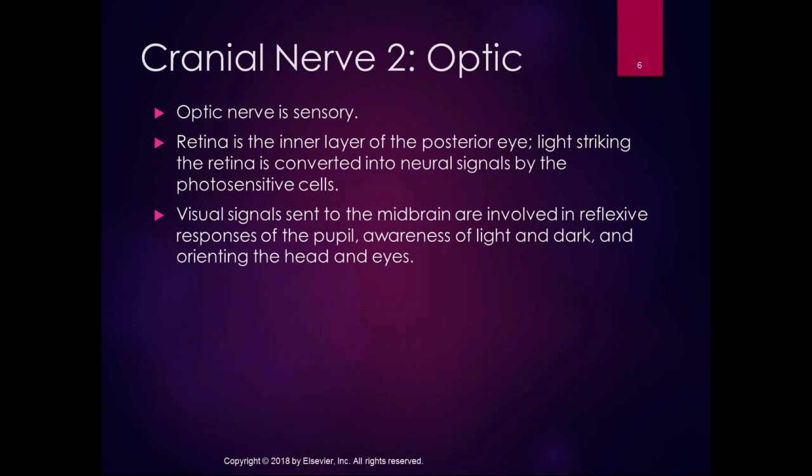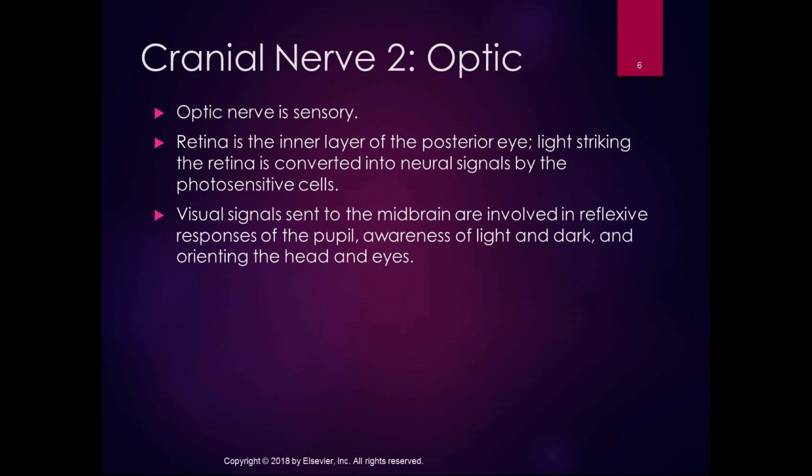Cranial nerve 2 is the optic nerve. The optic nerve clearly is sensory, and we will talk about this more in chapter 21 when we talk about the vision system. The retina is the inner layer of the posterior eye, and light striking the retina is converted to neural signals, or encoded, by those photosensitive cells, and the optic nerve sends visual signals to the midbrain for reflexive response of the pupil, awareness of light and dark, and orienting the head and eyes.